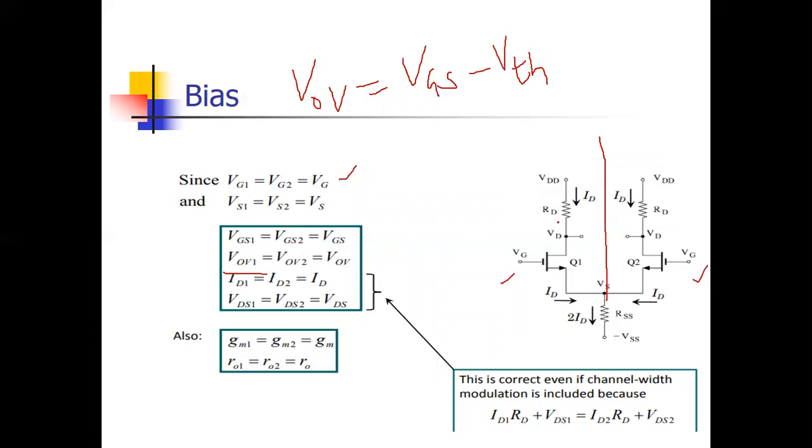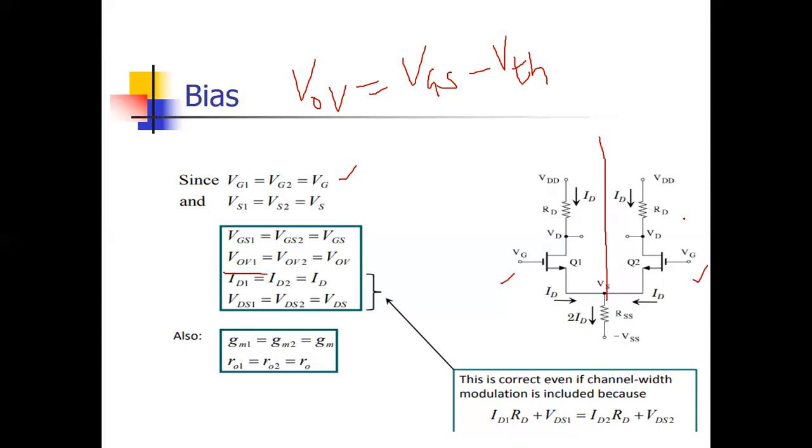If everything is the same, then the current flowing in this part will be the same as the current flowing in the other part. If the current is the same, then definitely the output voltage VD1 equals VD2 equals VD, or VDS1 equals VDS2 equals VDS. gm1 equals gm2 equals gm, and ro1 equals ro2 equals ro. In short, if both stages are the same, the input terminal is the same, the output terminal is the same, and the current will be the same. Everything will be the same for these two stages.